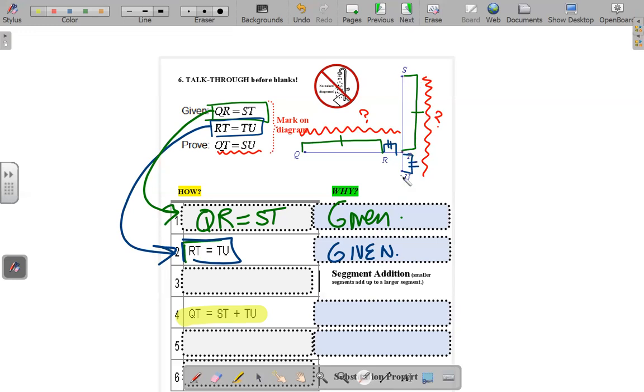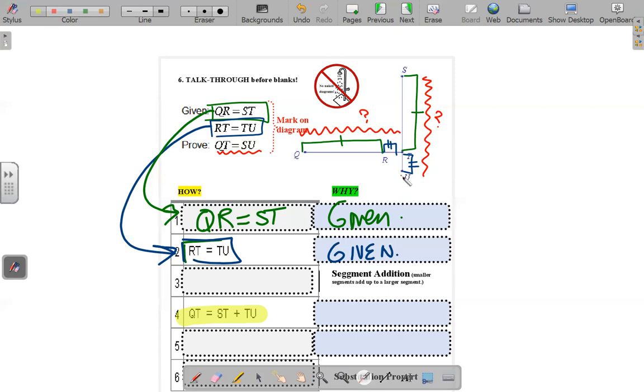Okay, so in step 4, you can already see I'm swapping stuff out and putting stuff in. Put your fingers on QT right now. Which 2 segments directly add up to QT? No. Which 2 statements directly add up to QT? Yes, QR and RT. Okay, so the fact here is I'm swapping something out and putting something in.